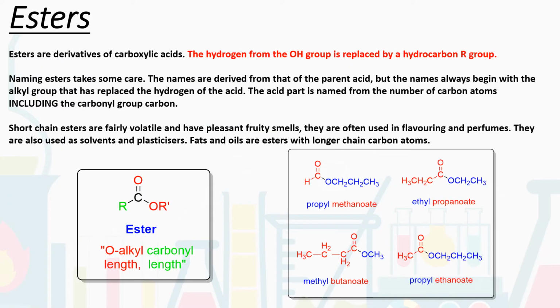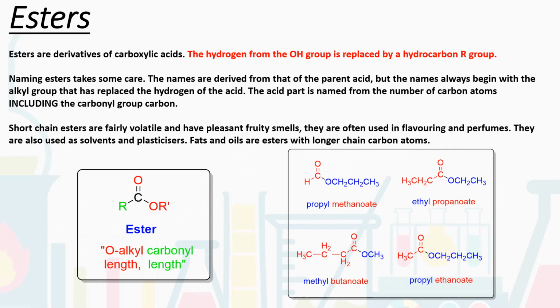Now, esters are derivatives of carboxylic acid. So you can imagine that we have taken a carboxylic acid and then we've replaced the hydrogen from the OH group by a hydrocarbon group, a carbon-based R group. Now, naming esters takes some care and quite a lot of practice. The names are derived from the acid that we started from, but the names always begin with the alkyl group that has replaced that hydrogen of the acid. And so the acid part is named from the number of carbon atoms, including the carbonyl group carbon. So like how we named the carboxylic acid, we include the carbonyl group carbon.